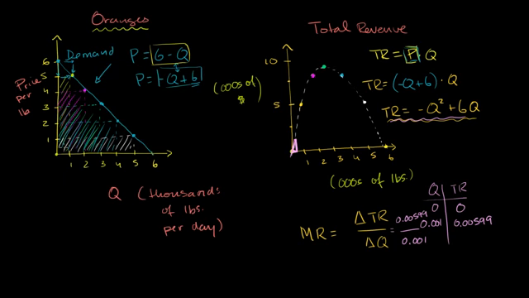And what I want to do is plot marginal revenue here on this axis where we've already plotted our demand curve. So when our quantity is 0, if we just barely increase quantity, the incremental total revenue we get is going to be 6. So I'll just plot it right over there. And that makes sense. The marginal benefit in the market is 6 right at that point.